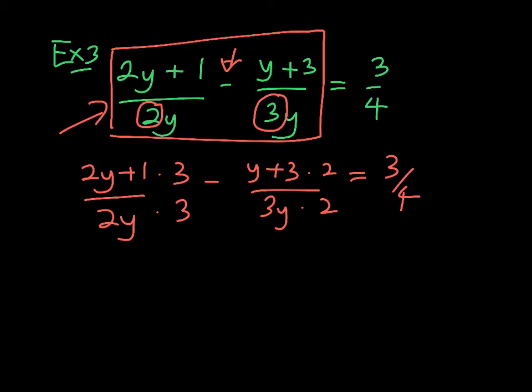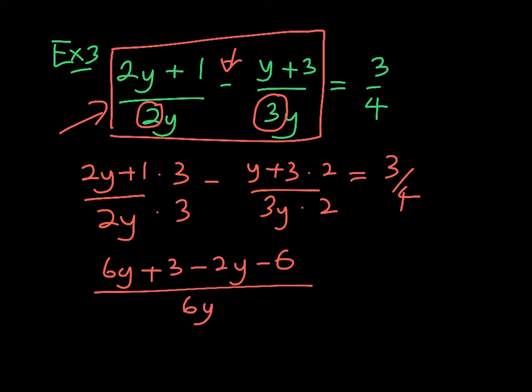So 3 times 2y, that is 6y. 3 times plus 1, that is plus 3. 2 times y, that is 2y. And 2 times 3, that is 6, but because of this negative sign, it becomes negative 6. Okay, I hope you got that. And the denominator is 6y, will be equal to 3 over 4.